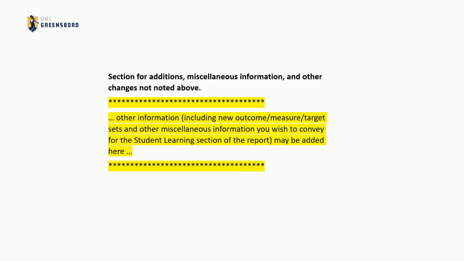Next, you'll find the section for additions, miscellaneous information, and other changes related to the student learning outcomes section. In this optional section, the user is provided with an editable area where other information regarding student learning outcomes may be provided. For example, did the program have a student learning outcome measure target set that wasn't listed in the template? Here's the spot to list that set and its associated findings. Other miscellaneous information related to the student learning outcomes section may be provided here as well.